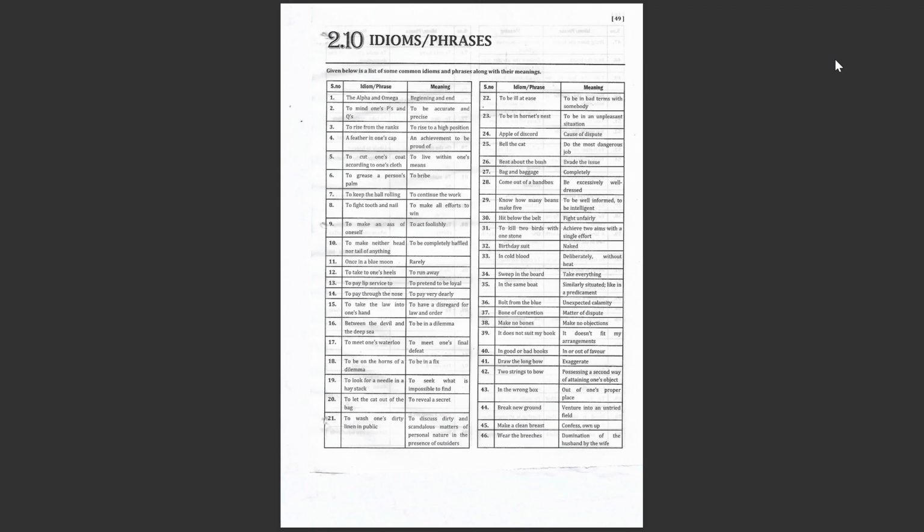Word number 31, idiom number 31 is to kill two birds with one stone. ये भी हिंदी का एक बहुत ही कॉमन सा फ्रेज़ है कि एक तीर से दो निशाने. एक तीर से दो निशाने, हमने एक ही तीर से दो काम कर दिए. मतलब with one thing we hit two targets at the same time. इसका क्या मतलब हुआ, achieve two aims with a single effort. एक तरफ आपने effort किया and then you achieved two targets.